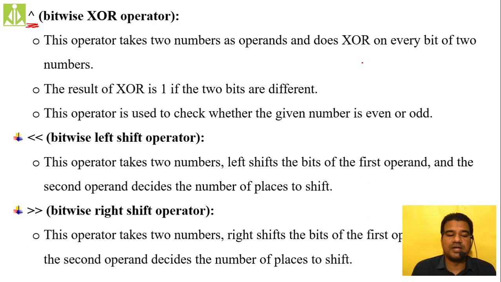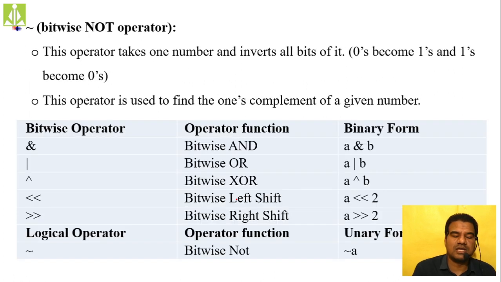These two operators, bitwise left shift and bitwise right shift, are somewhat complex, so we'll see these two in our next class. Quickly we go to the next one, bitwise NOT. NOT means it is simply complement. It is a unary operator. It will take only one operand.